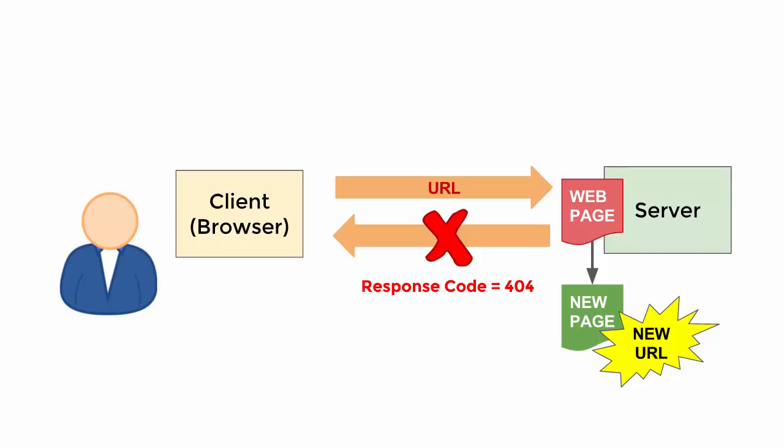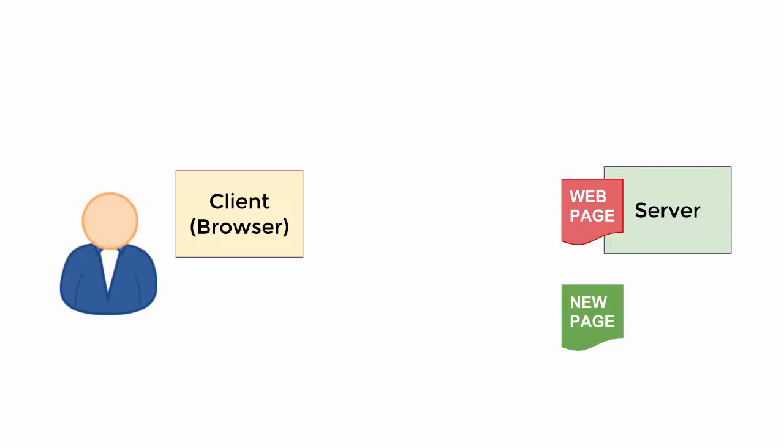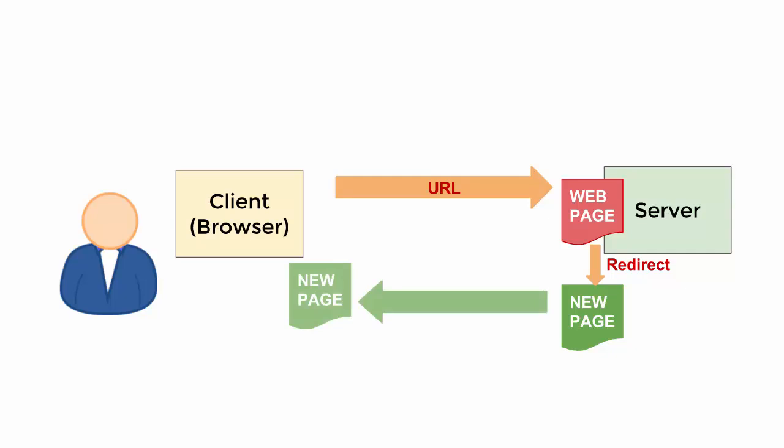A user might find the deprecated page in a Google search result, and after clicking on it, he will receive an error. To avoid this, you can implement a redirect from the old URL to the new URL on your web server. If the client then requests the former URL, the web server will return the new page to the client. In addition, it sends back a 301 or 302 response code.